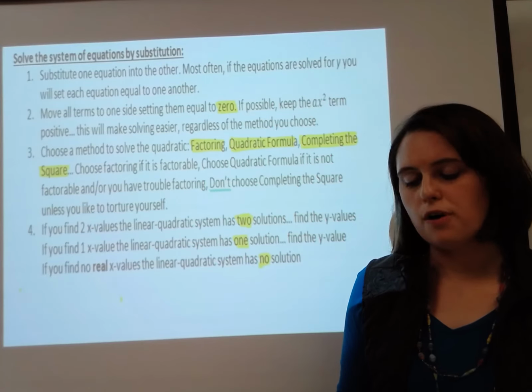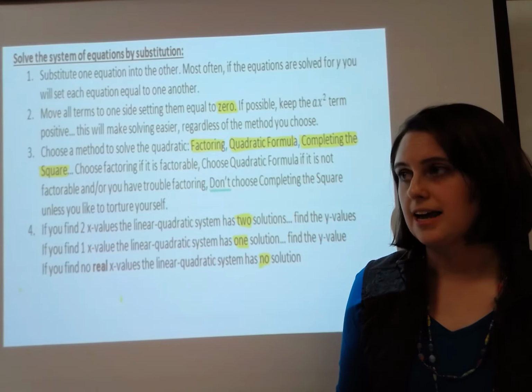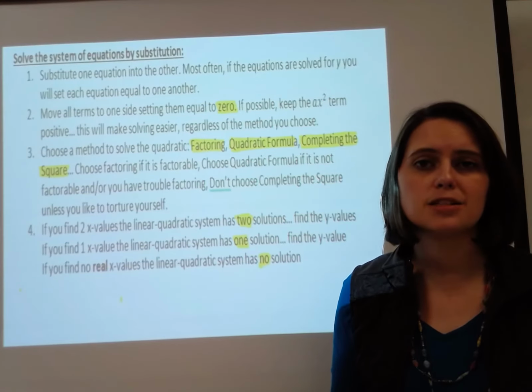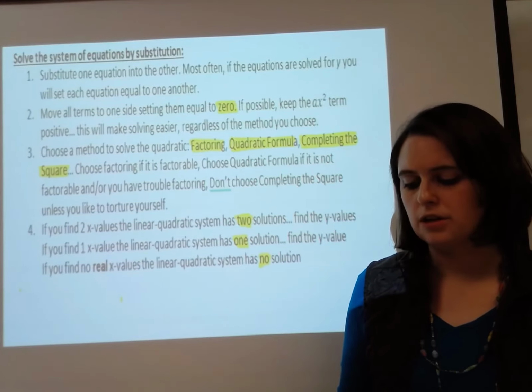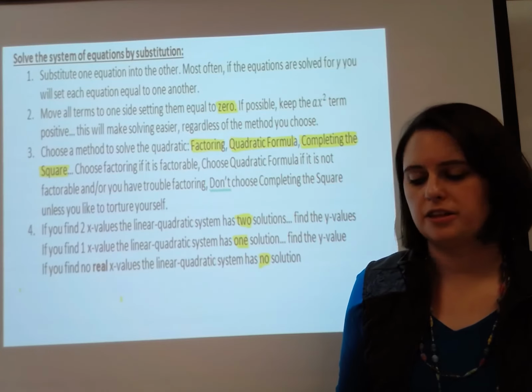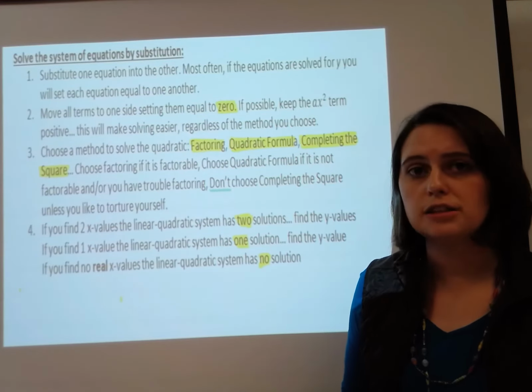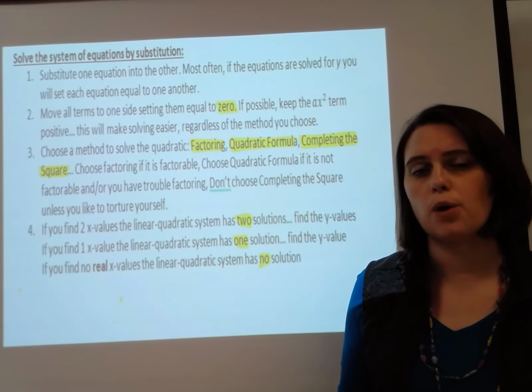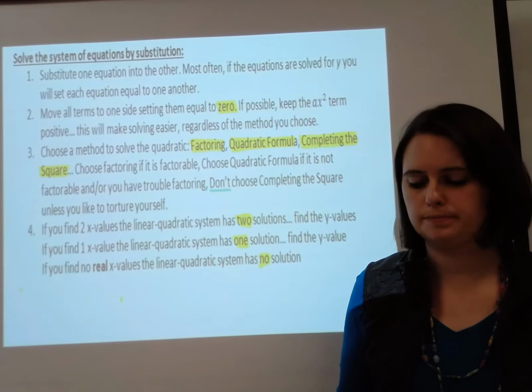Step 2, you will move all the terms to one side, setting the equation equal to 0. If possible, try to keep your ax squared term positive. It will make it easier to solve in the next step, regardless of the method that you choose. So now you need to choose a method to solve the quadratic. You can solve by factoring, the quadratic formula, or completing the square.